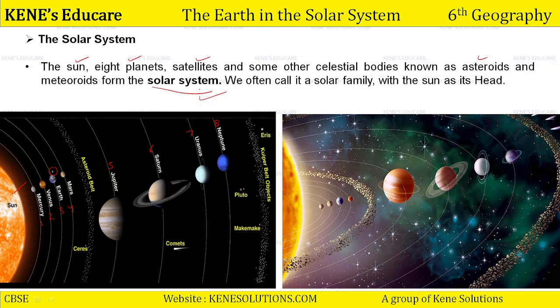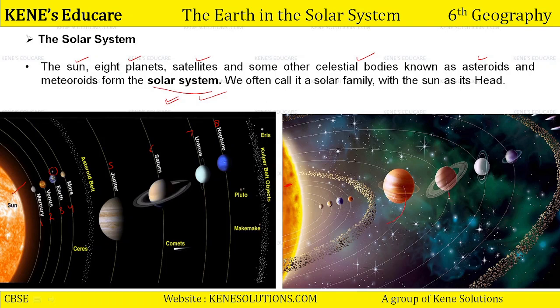A collection of all these elements and celestial bodies is known as the solar system. A system which consists of the planets, the sun, the asteroids, the meteoroids and other celestial bodies. We often call it a solar family with the sun as its head. The sun is the head of all the planets because all the planets revolve around the sun in an orbit.